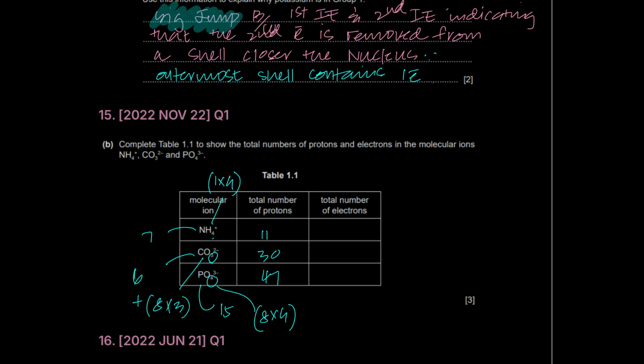Yes? Now, total number of electrons. Well, this has a 1 plus charge. That means it has 1 fewer electron compared to protons. This is 2 minus. That means it has 2 more electrons compared to protons. And this is 3 minus, which means it has 3 more electrons compared to protons.